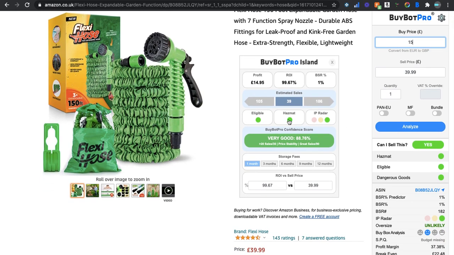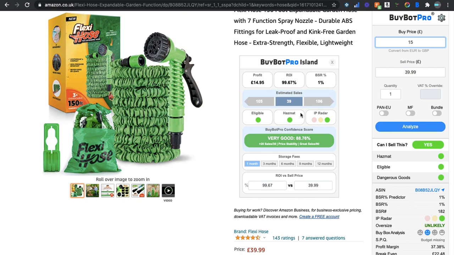So, hazmat's very important. If you've got a hazmat item, it doesn't mean that you can't sell it, but it means that you've got to send it into the FBA fulfillment centres with a courier that takes hazmat. Now, UPS does not take hazmat. I think DPD do at last count. It just means it's more expensive and you're not covered by Amazon's partnered carrier, which is UPS. Okay, so that's important to remember.